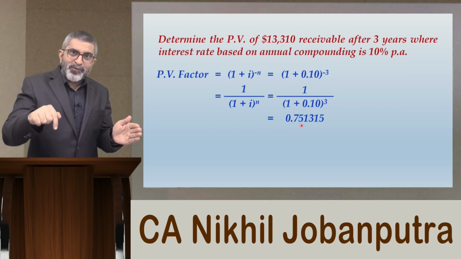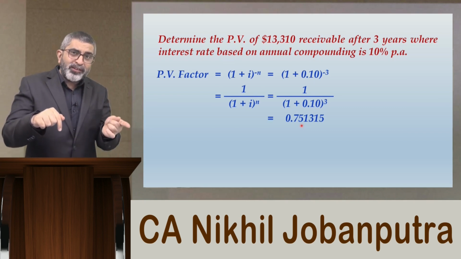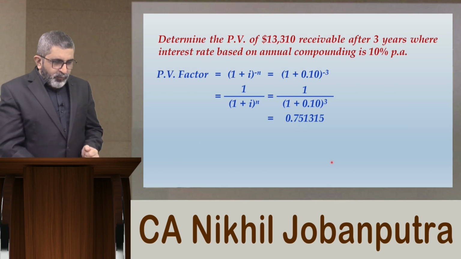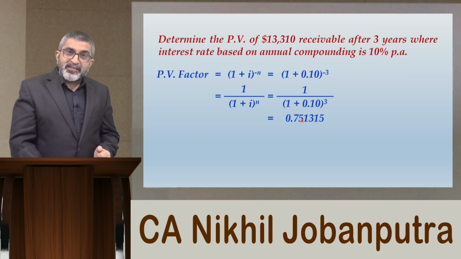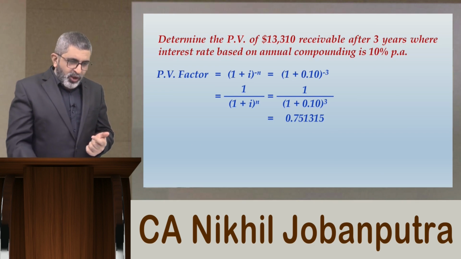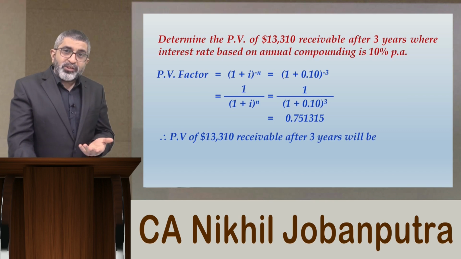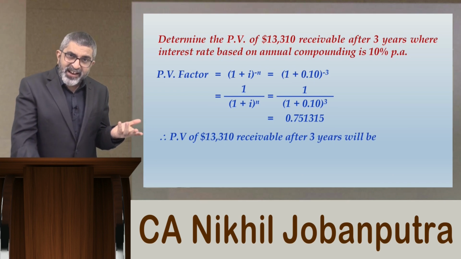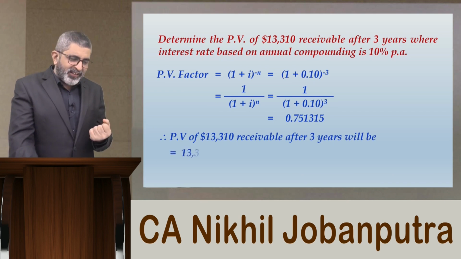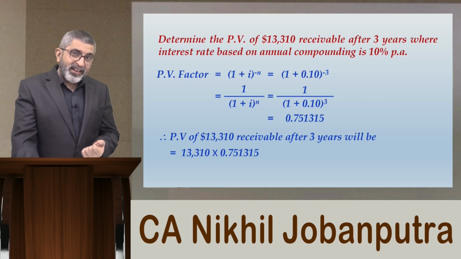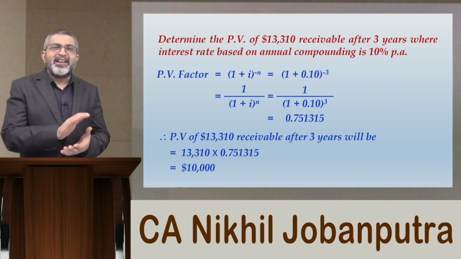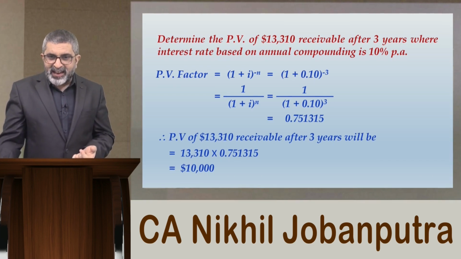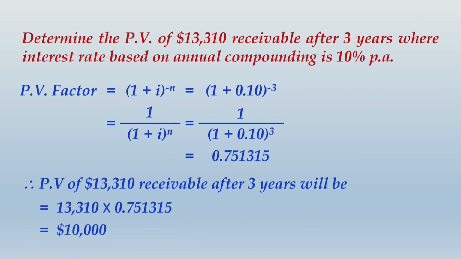If there is a present value factor, the reciprocal or the inverse of that will become the future value factor. Now what? We will be just multiplying this factor, that is the present value factor, on the amount that we are expecting to receive after 3 years, that is $13,310, and what we will get actually is the present value of that amount receivable, and which is exactly $10,000. So please write up this entire example as well, and then I take you ahead.